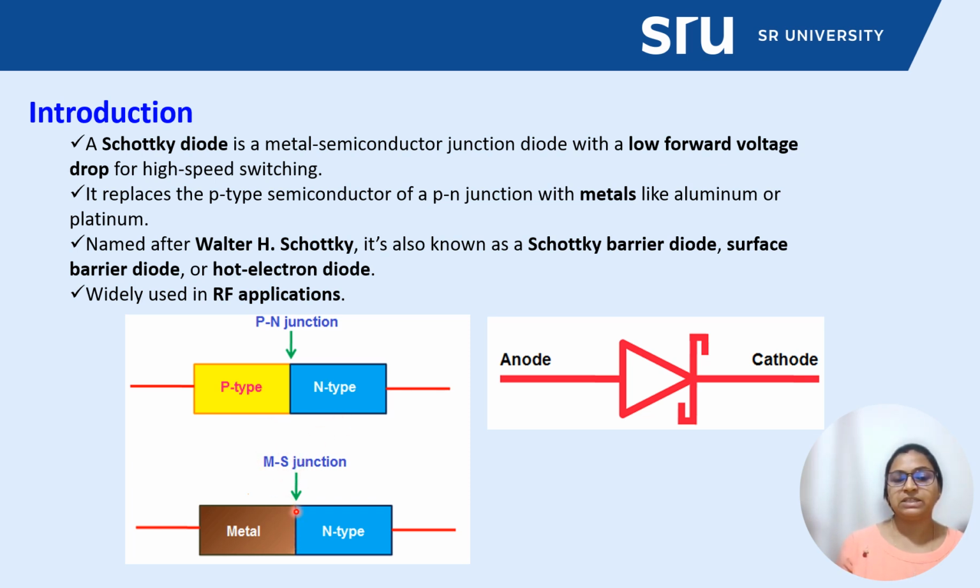Basically this is nothing but the junction, or joint, or sandwiching part between the metal and the N-type. While in a PN junction semiconductor we call this junction a PN junction. That's why it is sometimes also called the Schottky barrier diode, surface barrier diode, or Schottky diode.